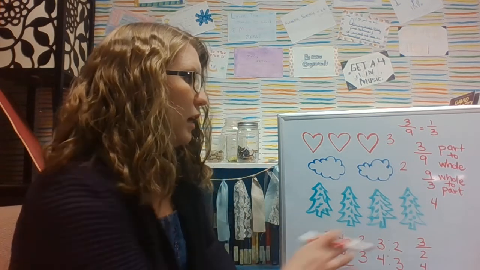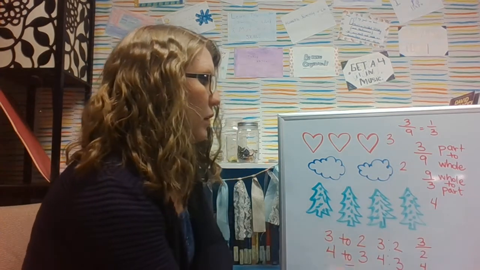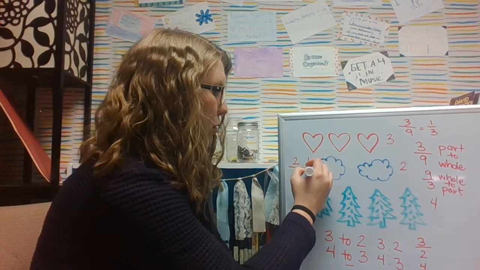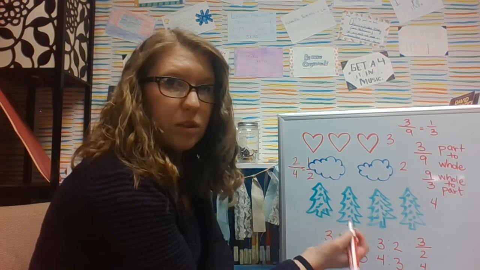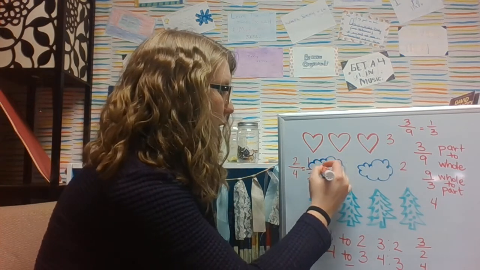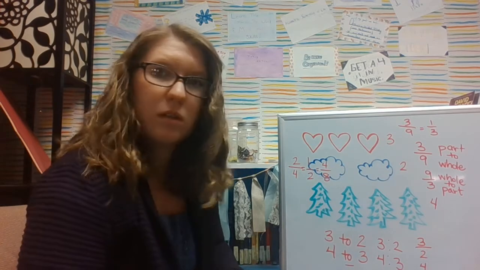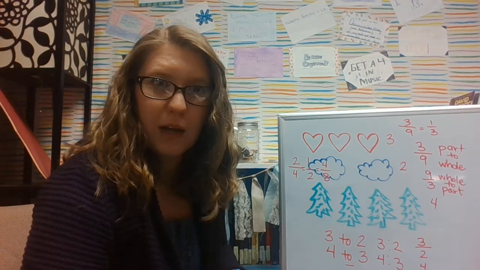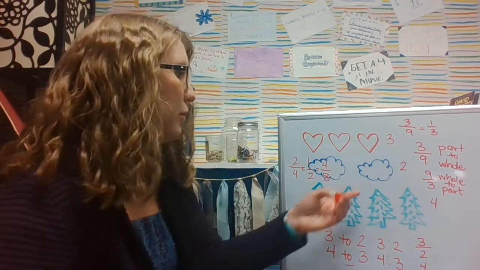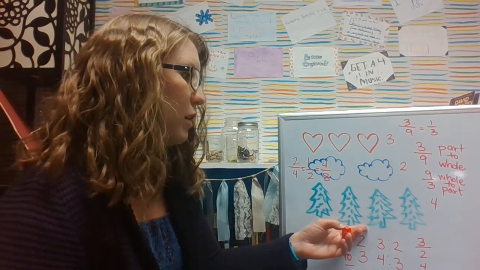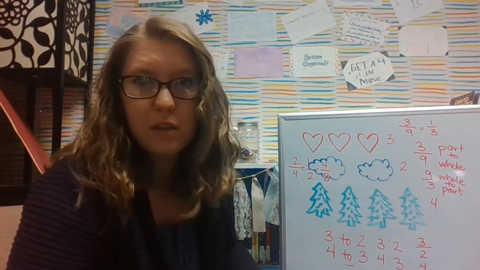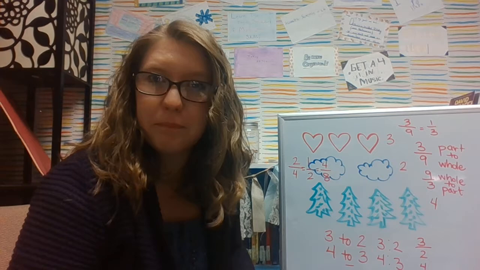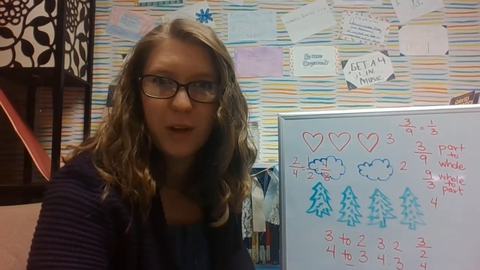So something like the 2 to 4 of the clouds to trees could also be read as 1 to 2, could also be read as 4 to 8, even though I don't have 8 trees and 4 clouds. If I did have 4 clouds and 8 trees, the ratio would be the same. So the amount, the comparison would be the same. Hopefully that helps.